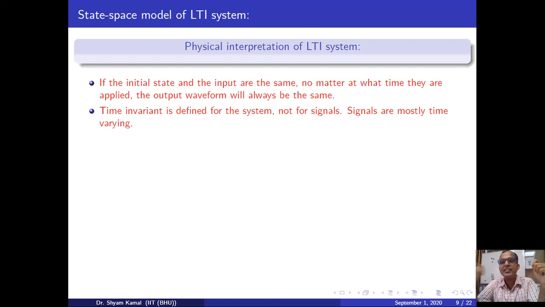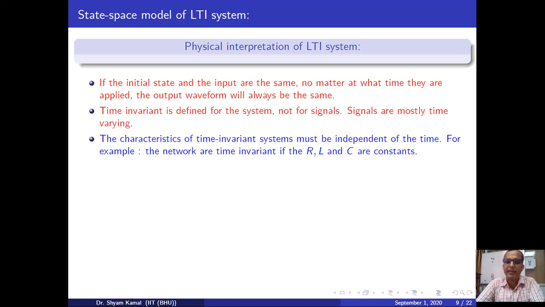The signal is still time varying, because whatever input we are applying is varying with respect to time. So the signal is not time invariant, but the system is time invariant. The behavior of the system is time invariant, but whatever input and output, that is still time varying. And the characteristic of a time invariant system must be independent of time.